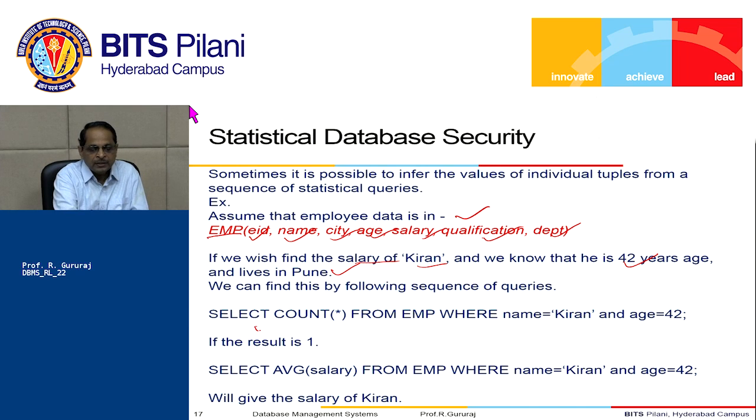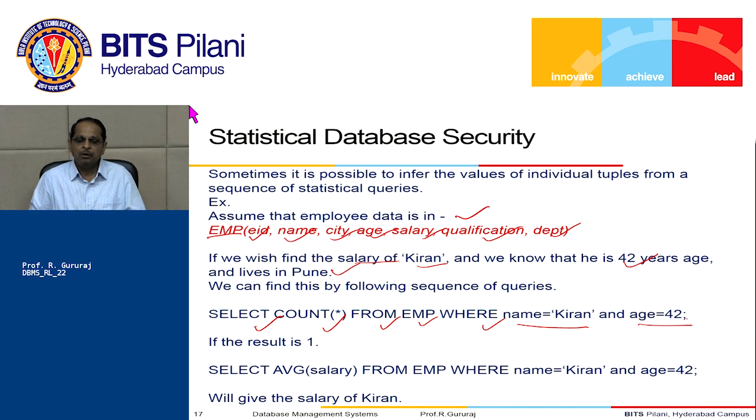Let us have a look at this query. Select count star from employee where name equals Kiran and age equals 42. Will the statistical database system allow this query or not? Yes, it will allow, because it involves an aggregate operation, that is count star. Actually, this says give me the number where the employee name is Kiran and age is 42. That is fine. And by chance, the result gives me 1. That means it indicates that there is exactly one employee whose name is Kiran and age is 42.